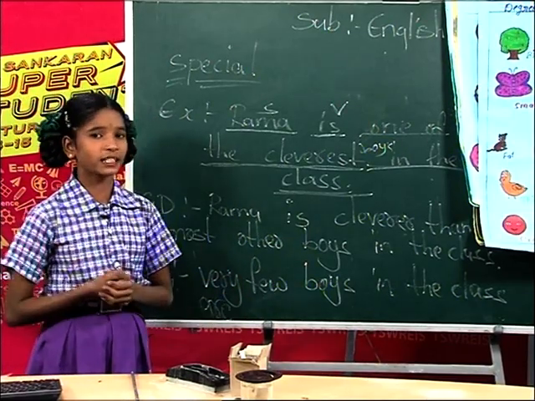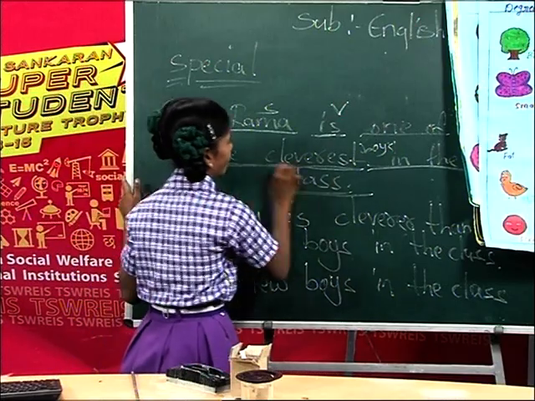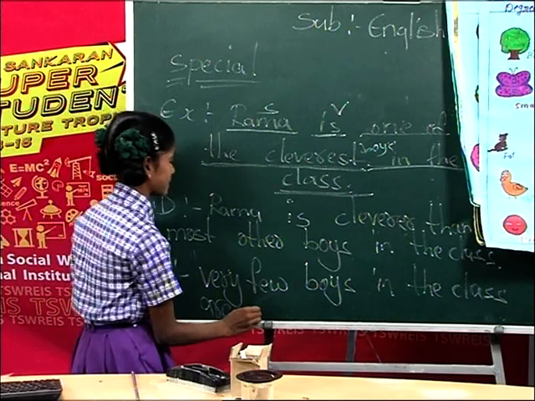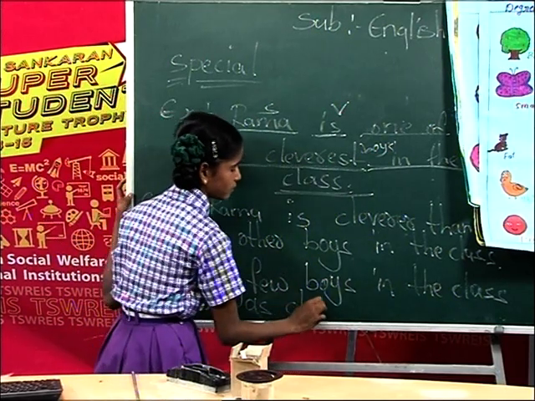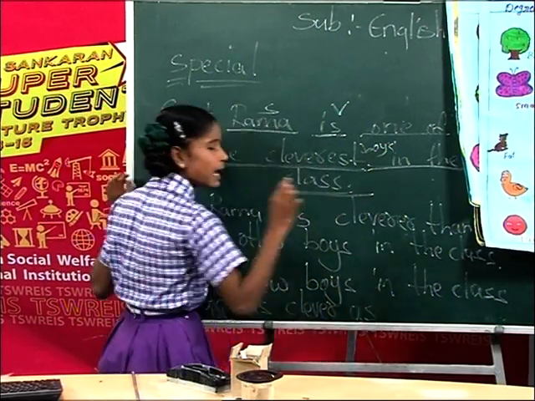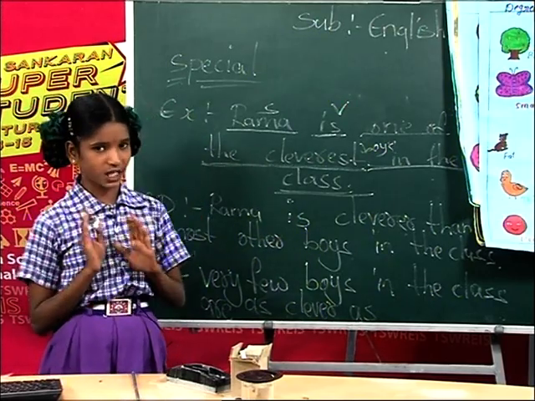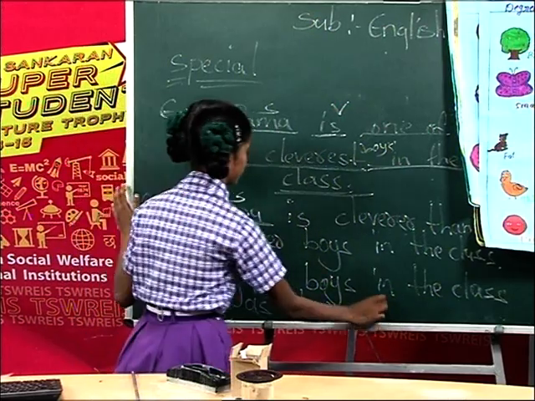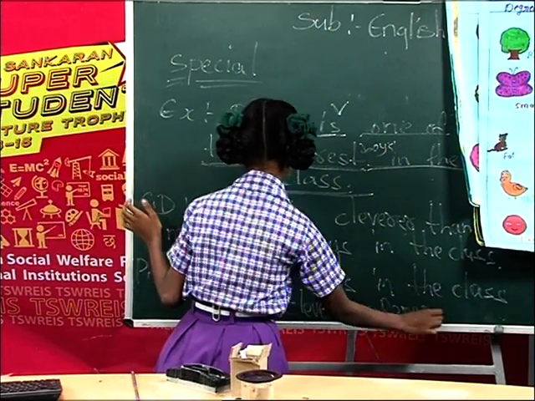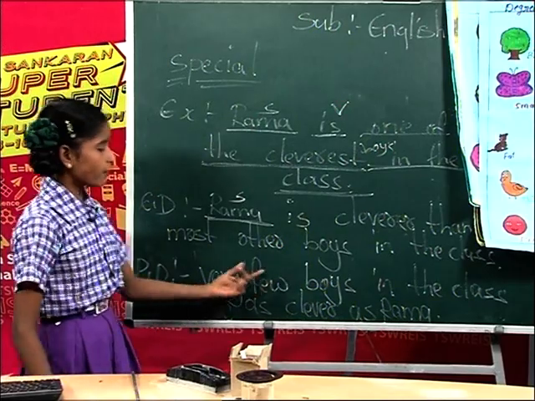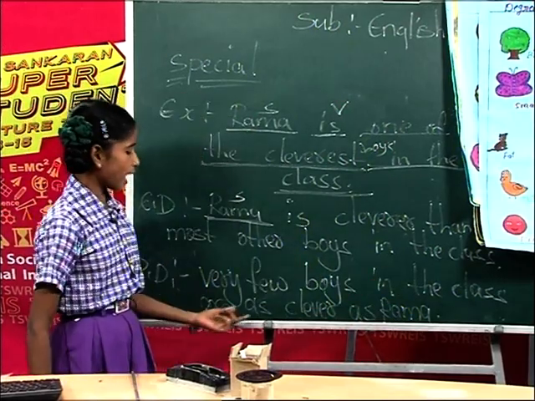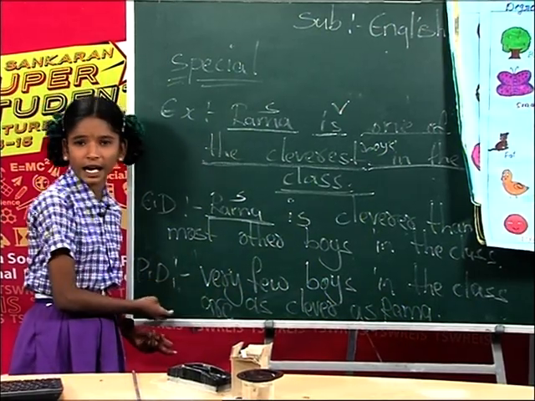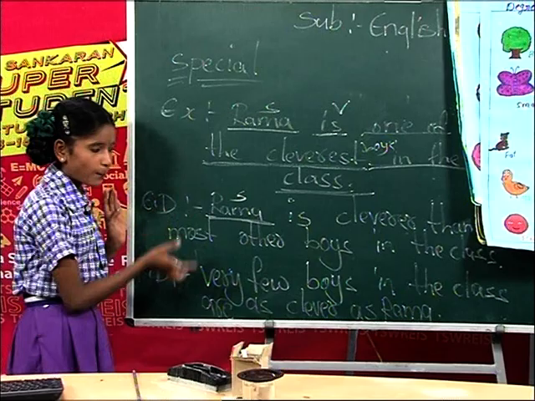Now, we should write the positive form for the cleverest. What is the positive form, friends? Yes, as clever as. Lastly, we should add the last part of the sentence, that is Rama. This is the last part of the sentence. Now read the sentence, friends. Very few boys in the class are as clever as Rama. Now, in which degree is this sentence, friends? Yes, it is in positive degree.